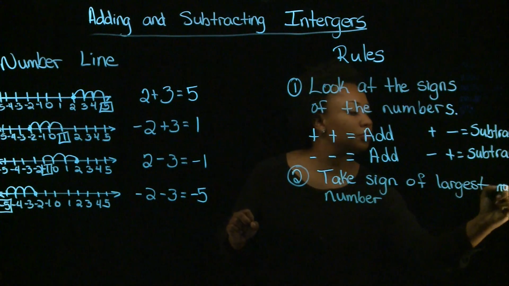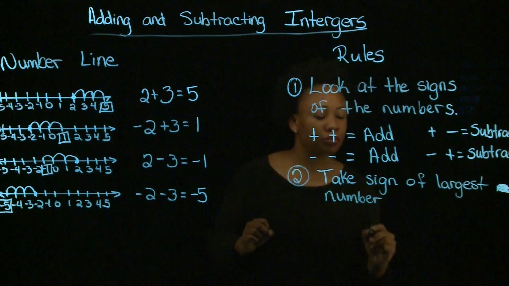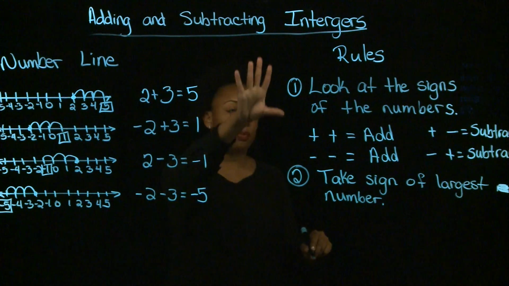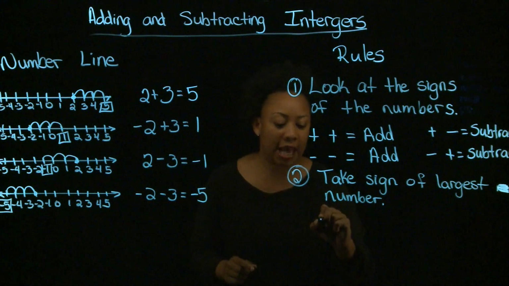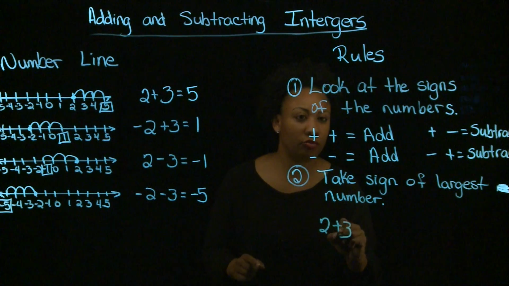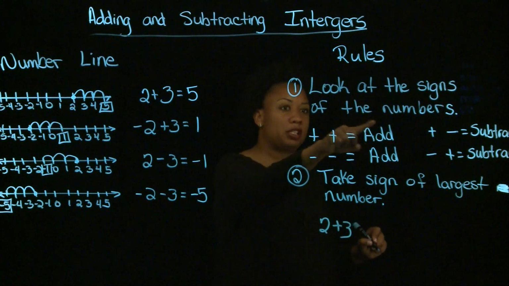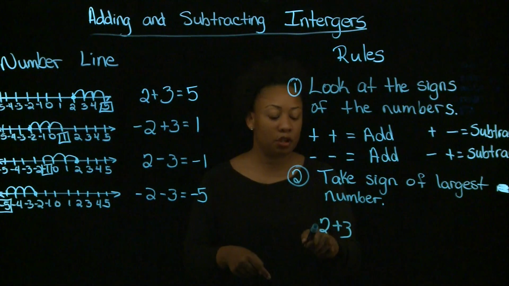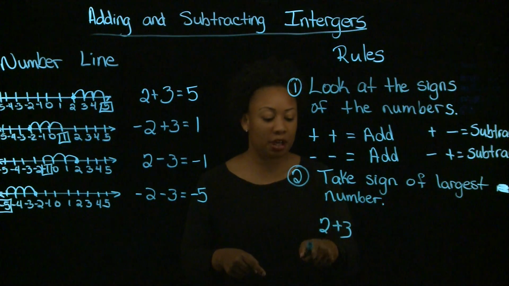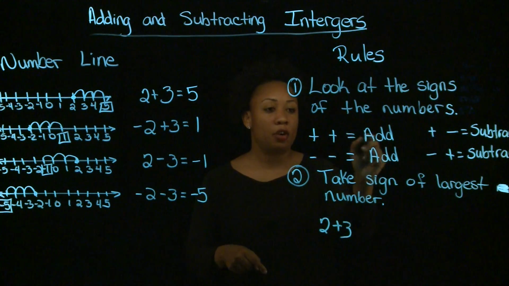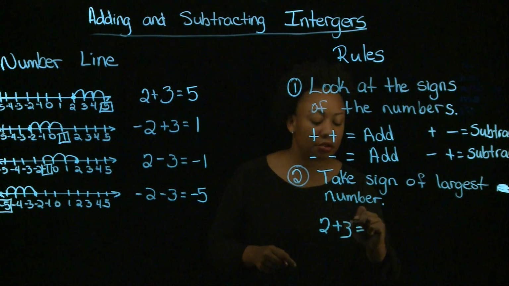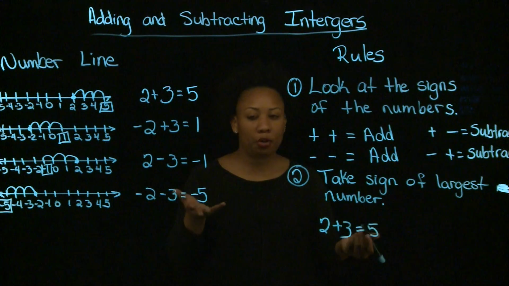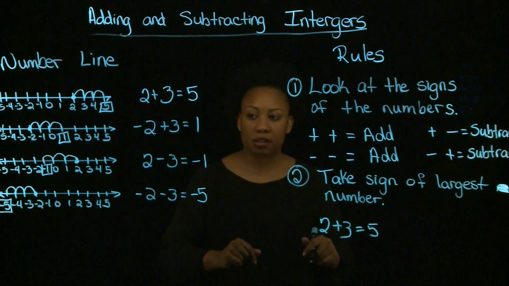Let's do some examples. We're going to do these same examples, but using the rules. So we have 2 plus 3. The first rule is to look at the signs of the numbers. If there is nothing in front of the number, it's positive. So the 2 is positive, the 3 is positive. We have both positive signs, so we add. So 2 plus 3 is 5. And then we take the sign of the larger number. They're both plus, so it's going to be positive.